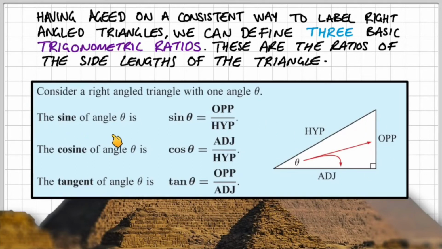The sine of angle theta would be sine theta is equal to the opposite over the hypotenuse. The cosine of angle theta would be cosine theta is equal to adjacent over the hypotenuse, and the tangent of angle theta is tan theta is equal to the opposite over adjacent. So these are the three side ratios for this triangle.